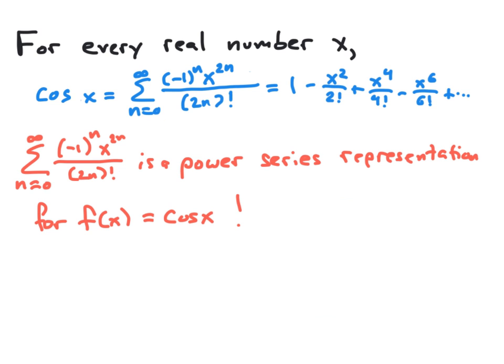The previous example then can be formalized by stating that for every real number x, the cosine function, cosine of x, is going to equal the series from n equals 0 to infinity of negative 1 to the n times x to the 2n all over 2n factorial, and that this series will be a power series representation for the cosine function, cosine x.